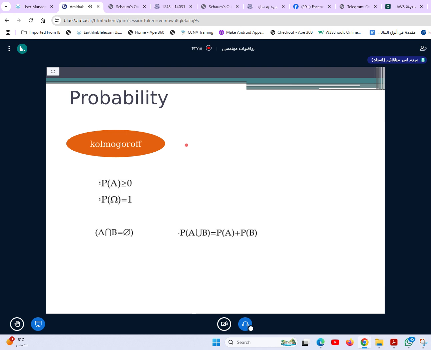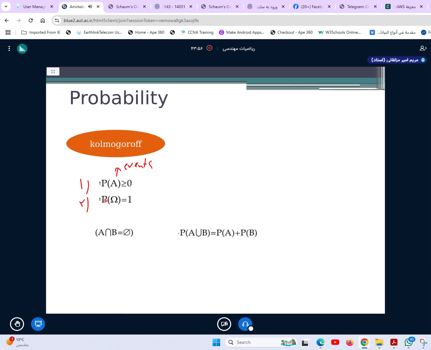When we are faced with a random experiment, we should talk about the probability of different events. The probabilities assigned to different events should satisfy some conditions. The conditions are listed here. First of all, if A is an event, the probability of the event should be non-negative. The probability should be positive or 0.